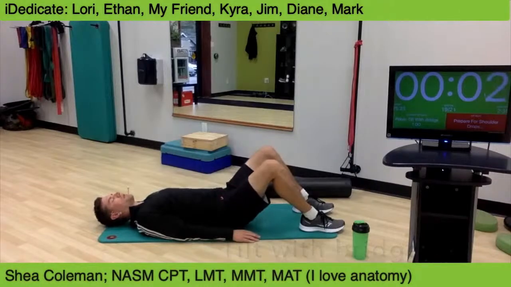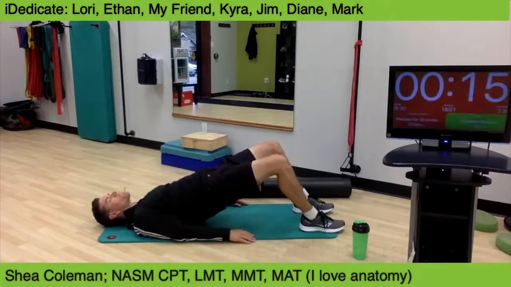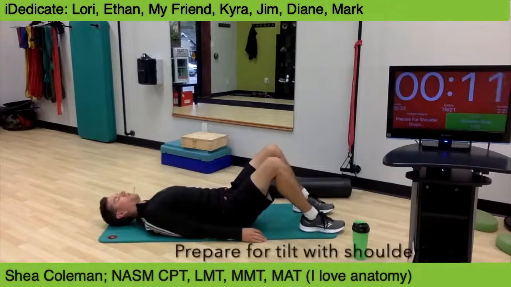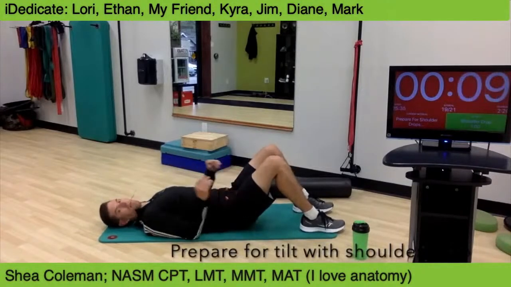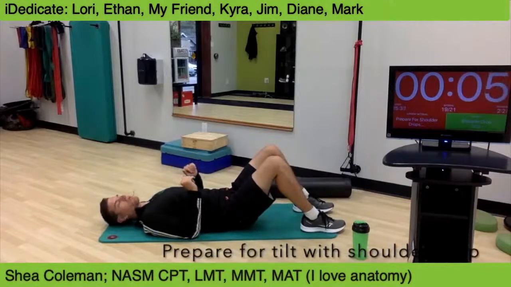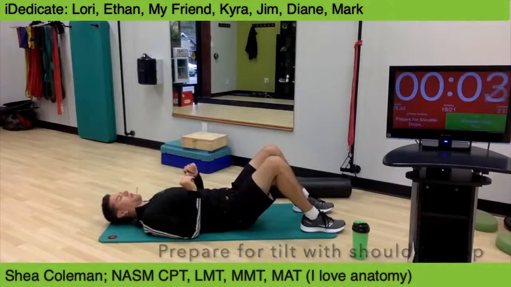Three, 2, 1. Prepare for shoulder drops. Get set for those shoulder drops. So start by pulling those shoulder blades down and back, then set your arms towards the ceiling. 3, 2, 1. Shoulder drop.